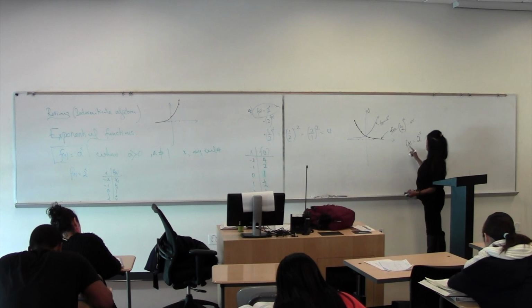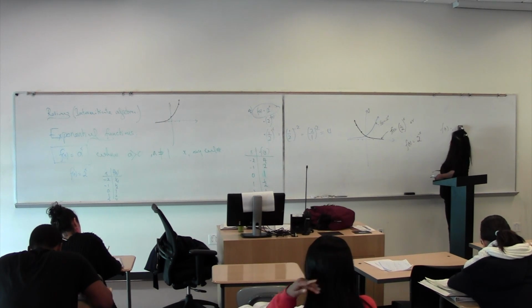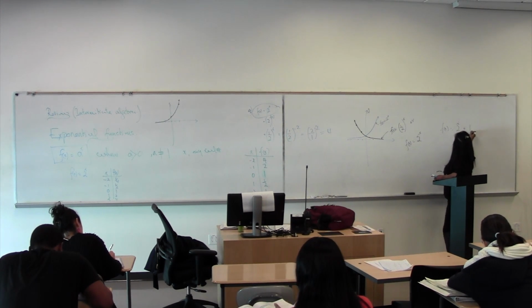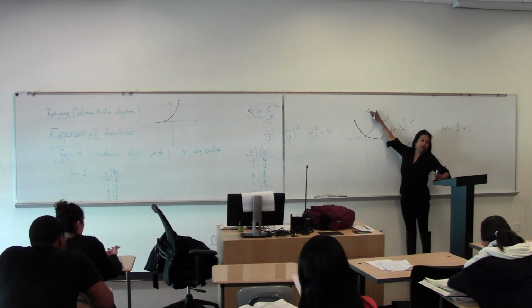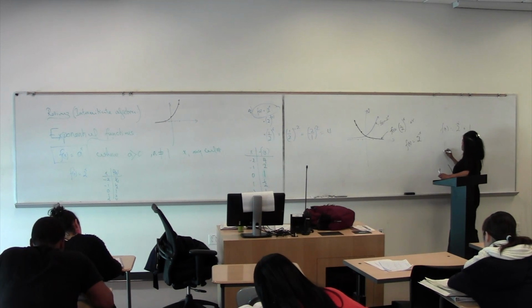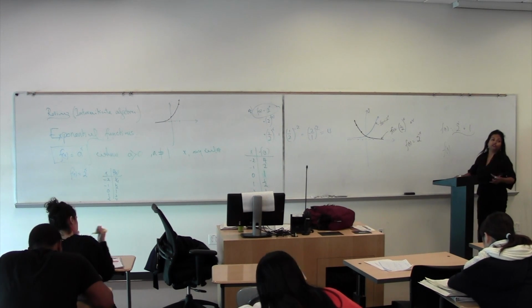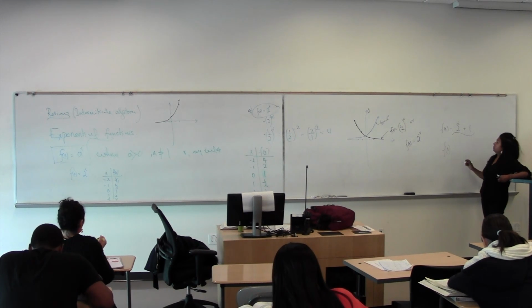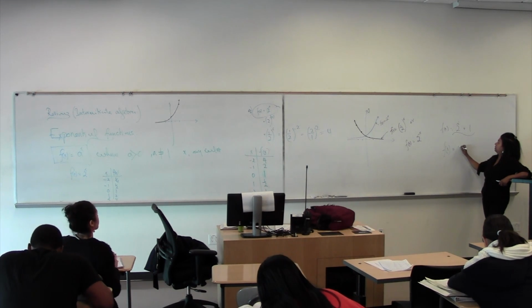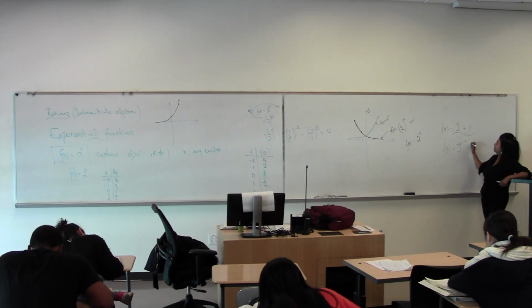Now if you are given f of x is equal to 2 to the negative x plus 1, what do you do now? You move this up 1. You're not going to have these basic graphs, you're going to have shifted graphs. Use the transformation to graph. Or you might have f of x equal to 2 to the negative x minus 2, something like this.